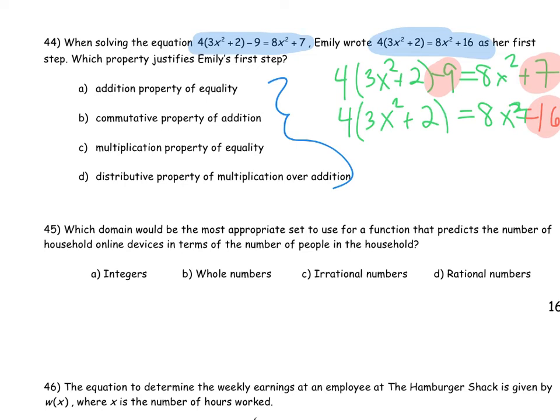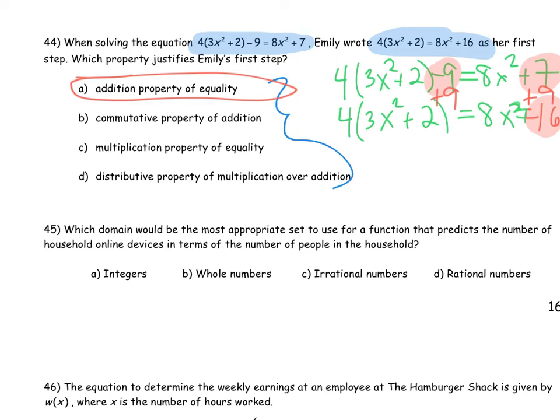So what did we have to do? That 9 had to be added to both sides. So we are looking at addition. If I added 9 on both sides, that's our addition property of equality. You guys need to know your properties.